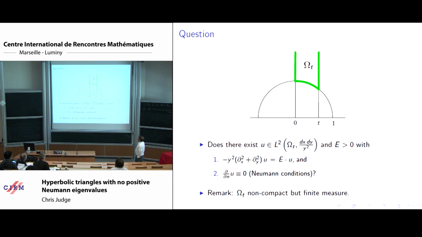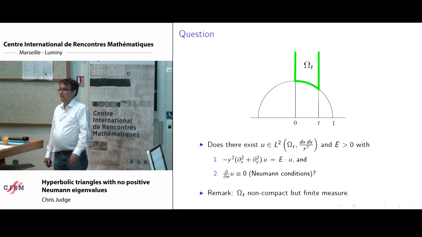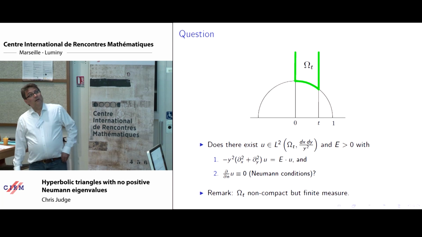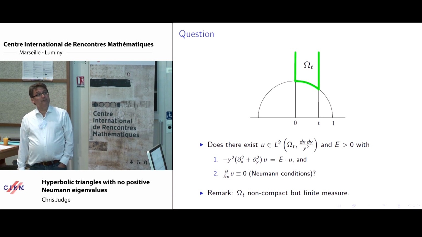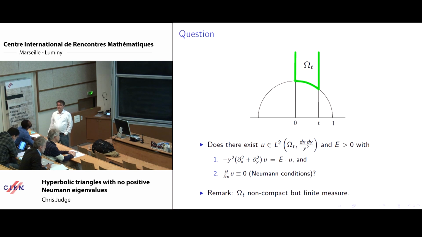So, okay, the basic question is not very hard to state, especially in this audience. We have a domain in the upper half plane, and so there's the unit circle, or at least half of it. And there's a strip of width t, and that's our domain, omega t. And the question is, do there exist any L2 eigenvalues for this? So particularly, does there exist an L2 function?